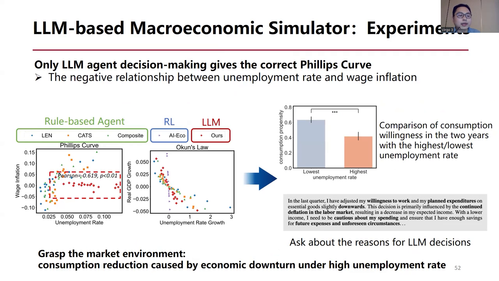Only LLM agent decision making gives the correct Phillips curve. It means the negative relation between the unemployment rate and the wage inflation. Because LLM agents grasp the market environment, consumption is reduced by the economic downturn under a high unemployment rate. Here we ask about the reasons for the LLM agents in our system, and they give the correct feedback as a real human.